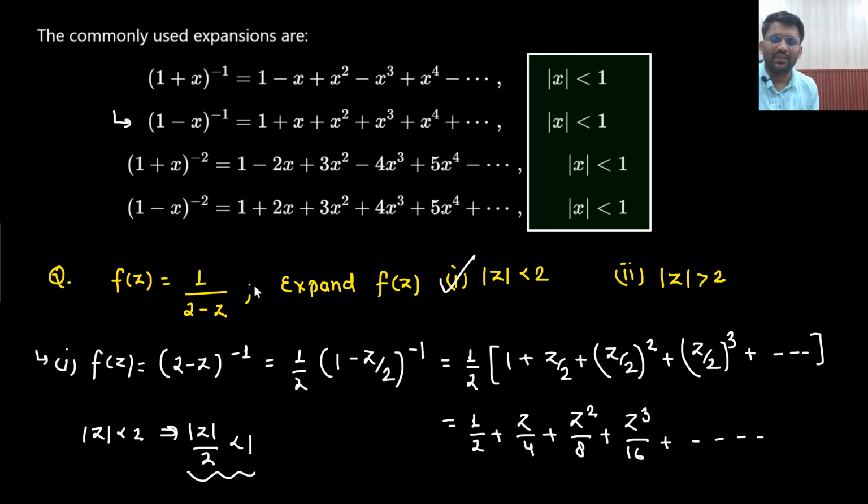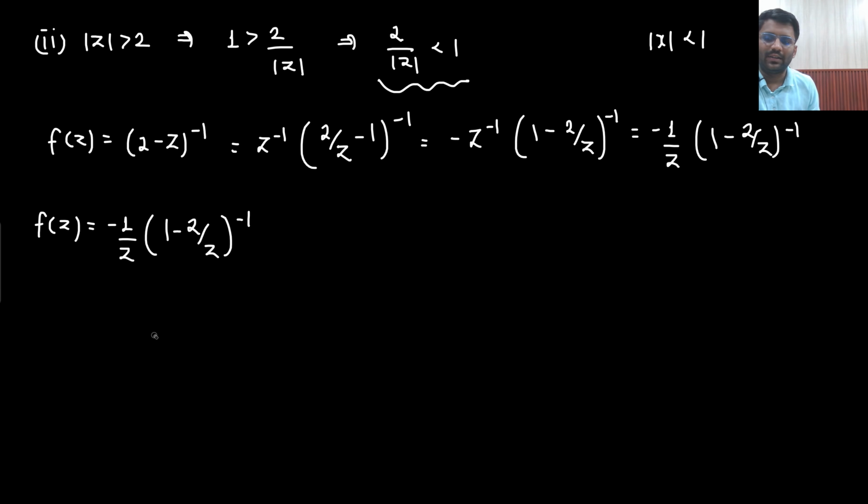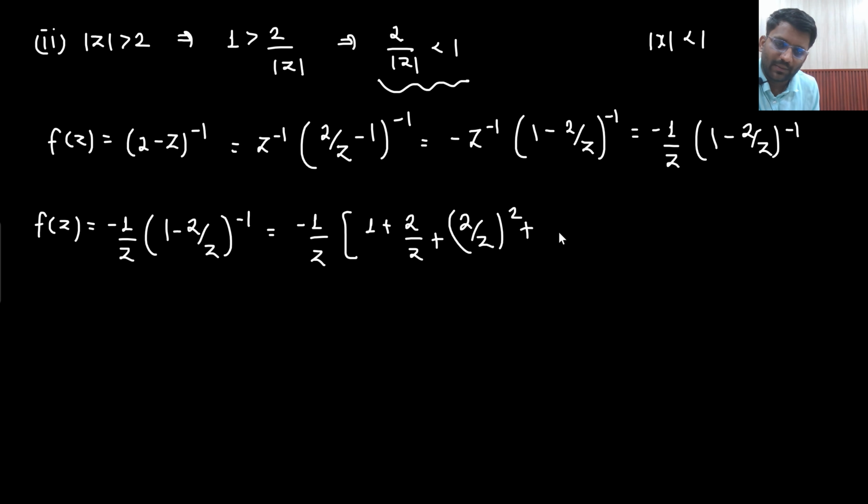Are we getting the same expression? Yes, we are getting the same expression. So you can recheck it as well. This is how I have rechecked it. Now what will I do? This minus 1 by z remains as it is. Now inside this I can apply the expansion. So this goes inside. What will you be getting? 1 plus 2 by z plus 2 by z whole square plus 2 by z whole cube.